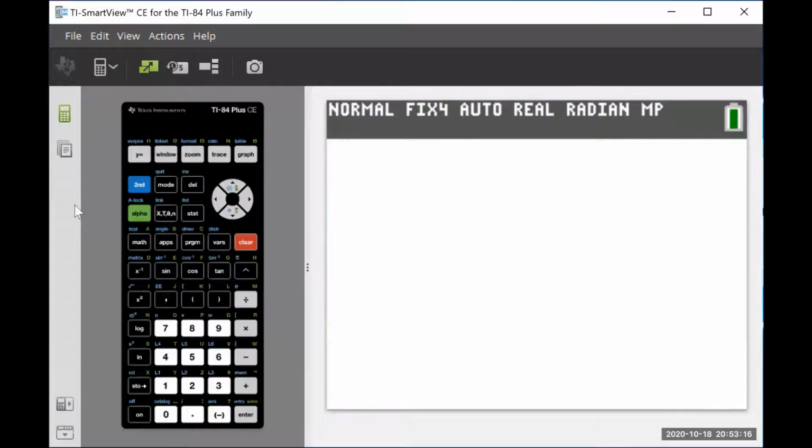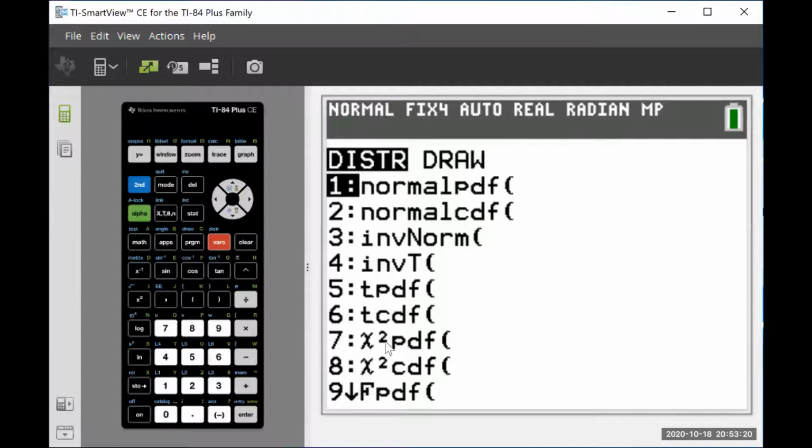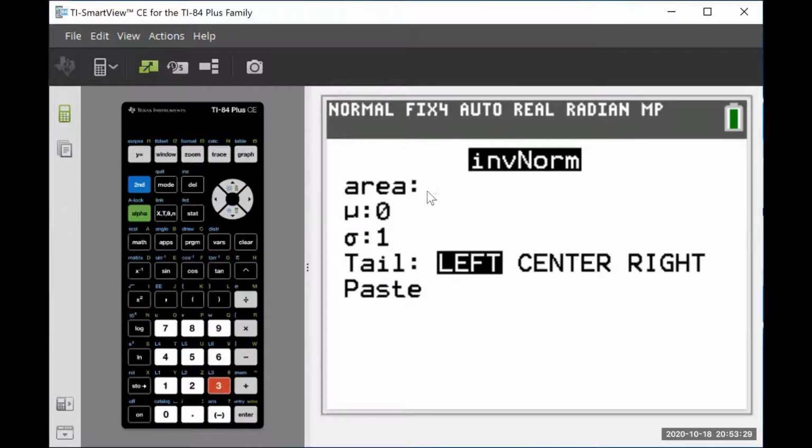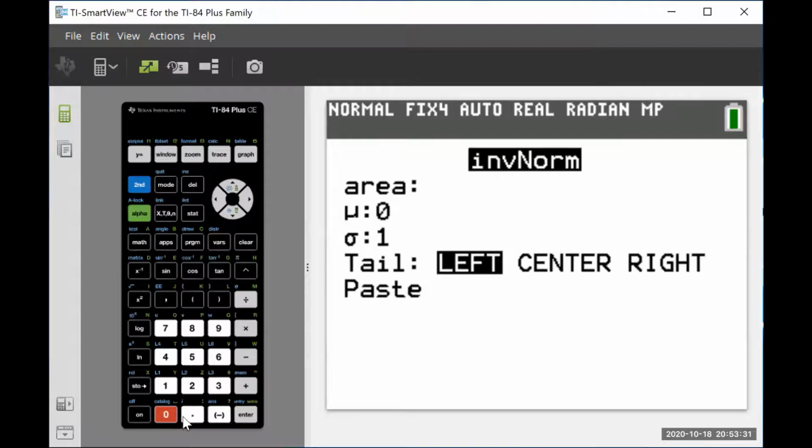In the TI-84 calculator, we go to second and then vars to access the distribution. In this case, we are looking for inverse normal. So it is number 3. We need the area on the left. Area on the left is 0.7005. Mean is 0. Standard deviation is 1.